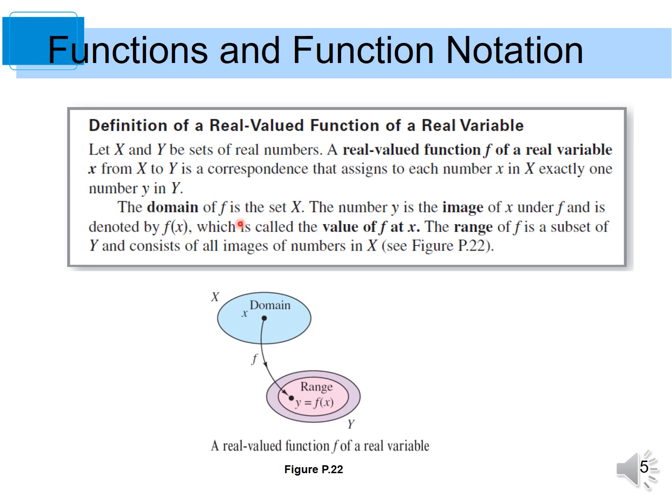The domain of f is the set Bx. The number y is the image of x under f and is denoted by fx, which is called the value of f at x. The range of f is a subset of By and consists of all images of numbers in Bx.